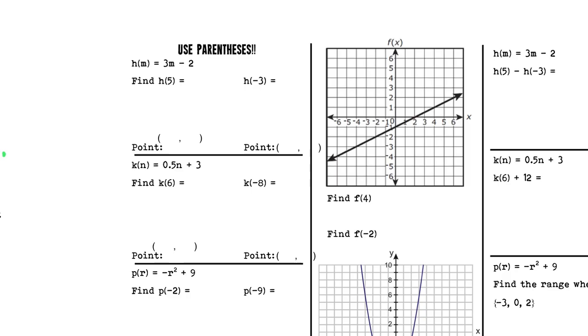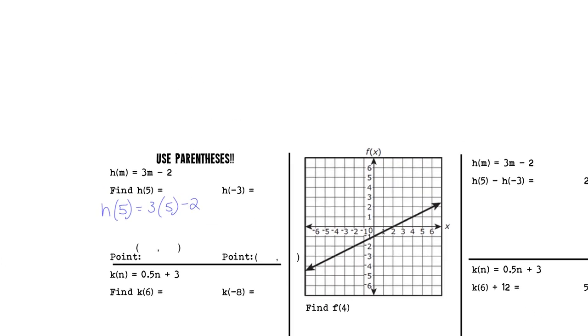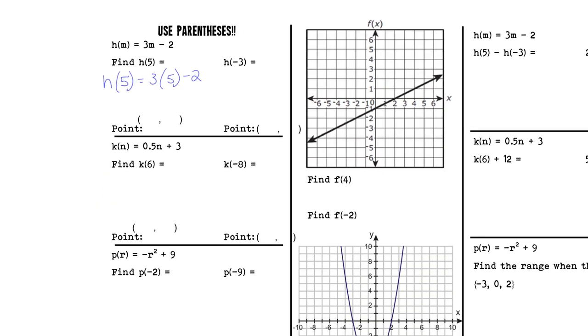So let's see here. We have h of m equals 3m minus 2. So we're asked to find h of 5. So we would say h of 5 equals 3 times 5 minus 2. So when I substitute, or do those calculations, 3 times 5 is 15, minus 2 is 13. So h of 5 equals 13. So m would be the input, which is 5, and the output is 13.